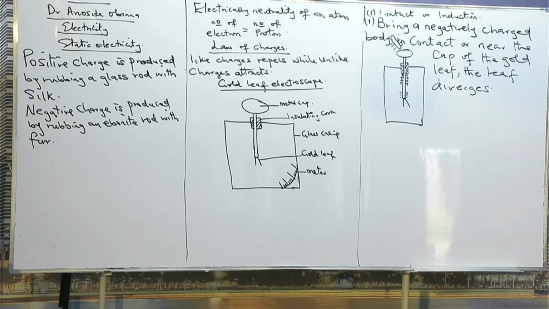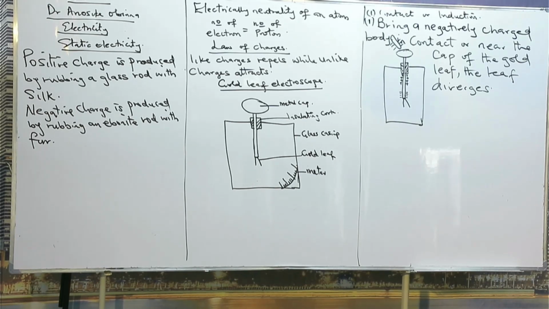The second step is to earth the gold leaf. Earthing the gold leaf means connecting a wire from the ground to touch the electroscope. Now the electrons will flow to the ground.